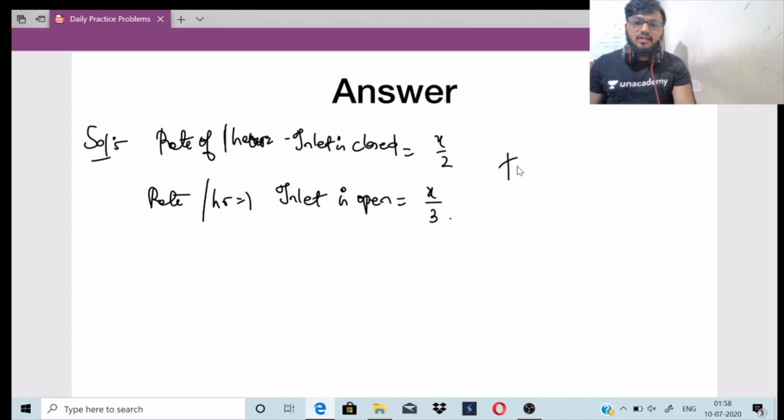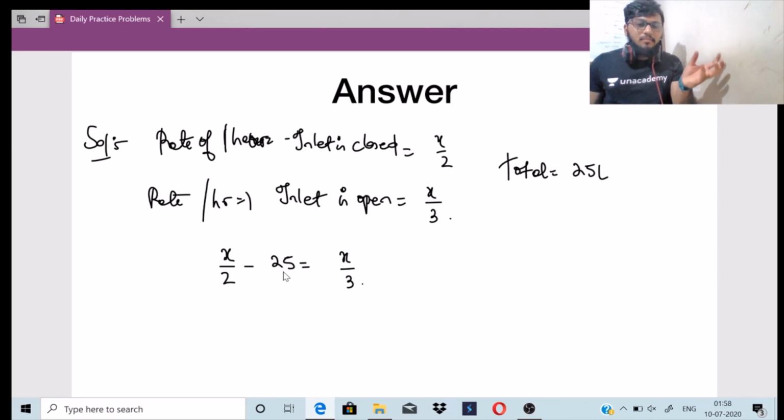What is the total liters they have mentioned, right? They have mentioned it as 25 liters. So this is easy. X divided by 2 minus 25 is equal to x divided by 3, right? X divided by 2 when the inlet is closed minus 25, that is the amount it is added, you will get the whole tank will get emptied in x by 3, right?